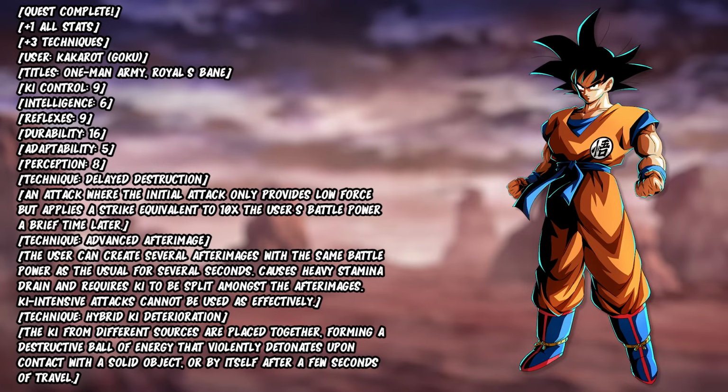Technique, Hybrid Ki Deterioration. The ki from different sources are placed together, forming a destructive ball of energy that violently detonates upon contact with a solid object. However, the ball also detonates after a few seconds of travel.